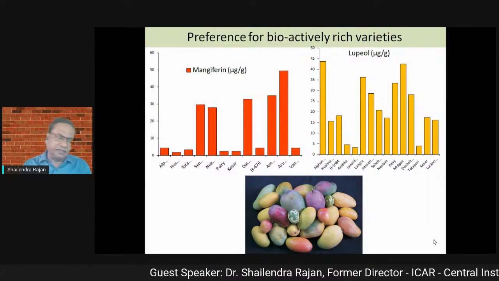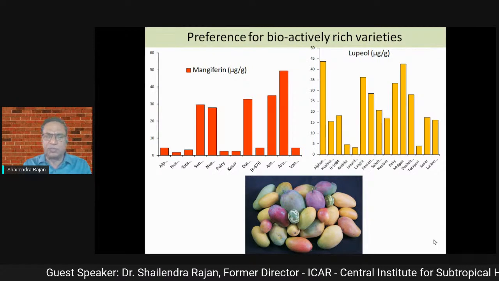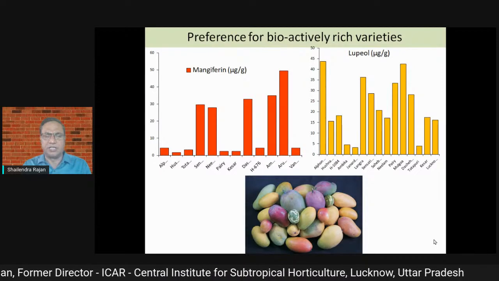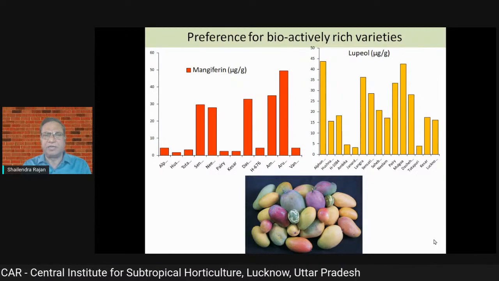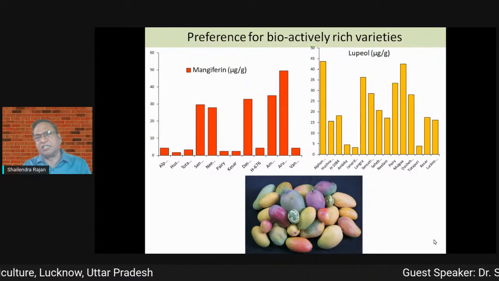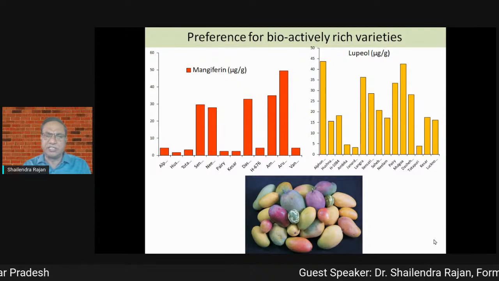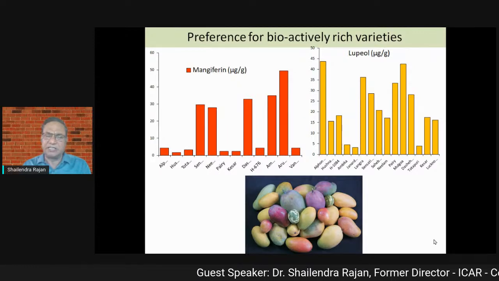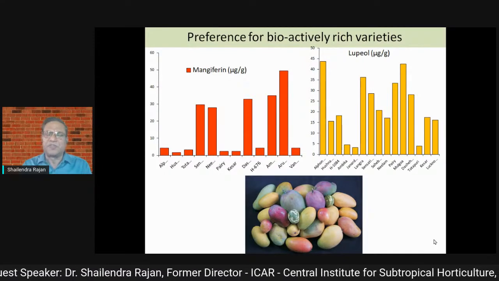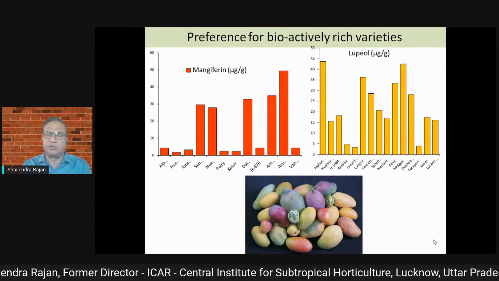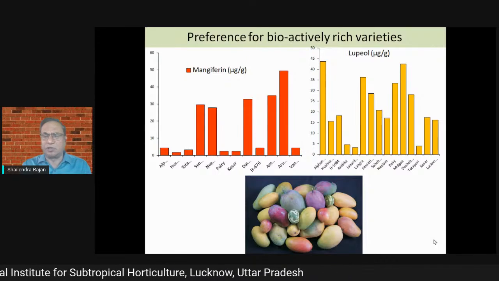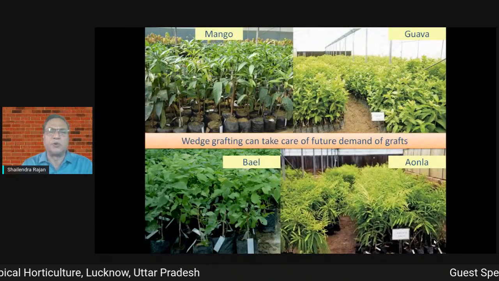Although varieties are not replaced too much, and the varietal replacement rate is very low in the case of fruit crops, particularly in mango, now things are changing. The preference for bioactive compound-rich varieties is also increasing. People are now considering the color and the bioactive compounds, because they create immunity, and during Corona, people have become conscious about it. So mangiferin and lupeol-rich varieties may be important in the case of mango.